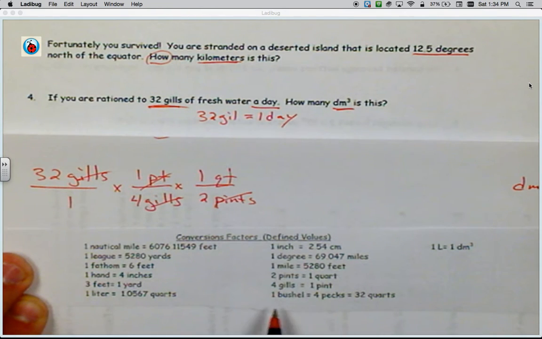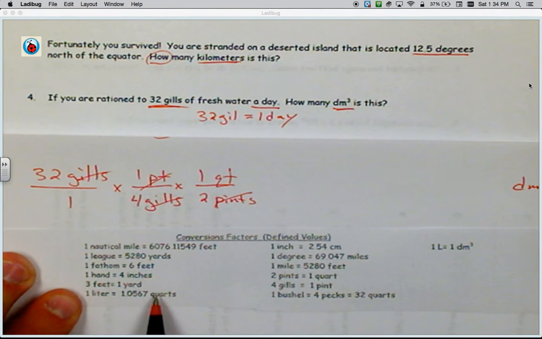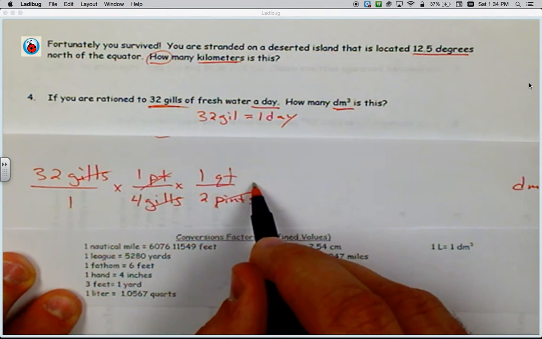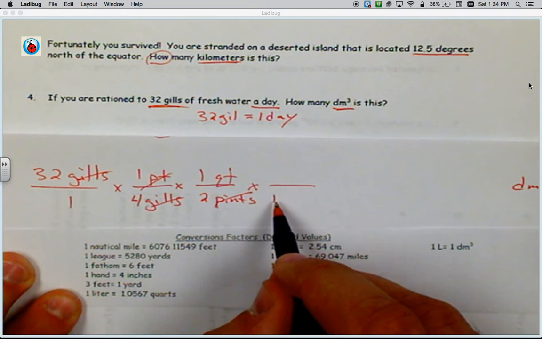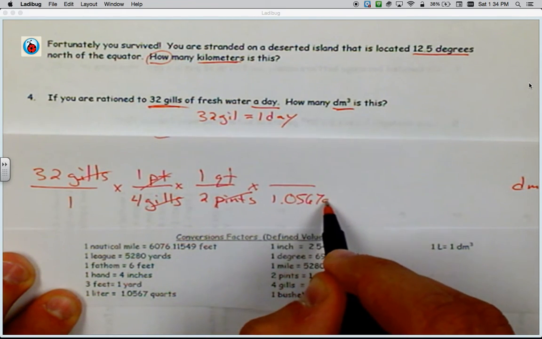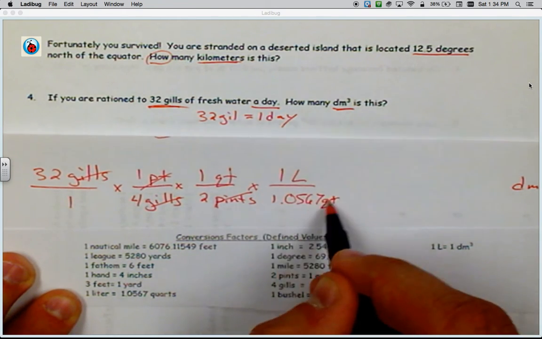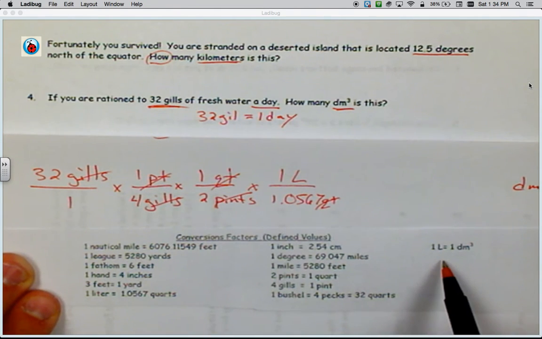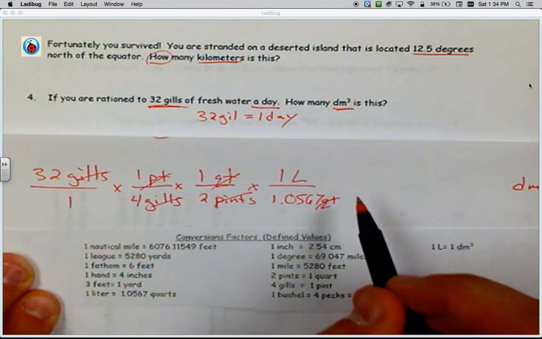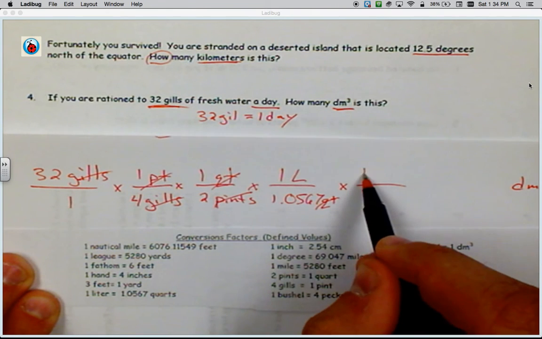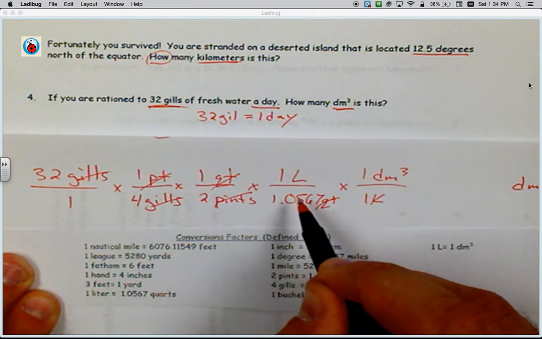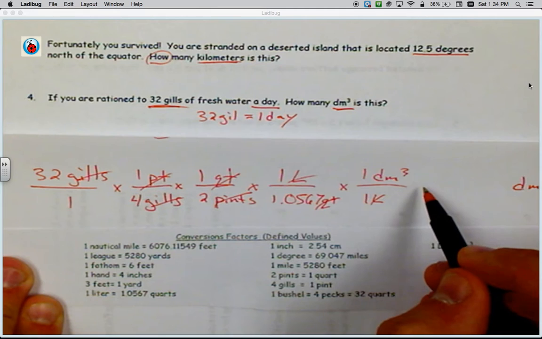We know about quarts. 32 quarts in a bushel. I don't know if that's going to help us. 32 quarts in a pack. What else we got? Quarts. We've got a little over 1 quart per liter. We've got 1.0567 quarts for every 1 liter. And, ooh, that's nice. 1 liter is equal to 1 decimeter cubed. Units all cancel. Only thing left is our decimeter cubed.